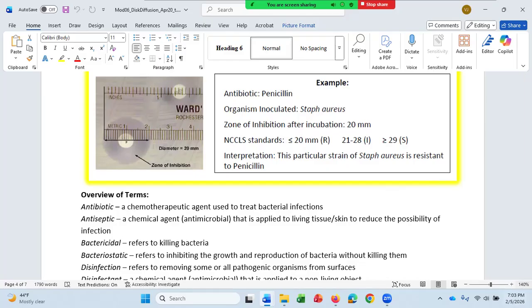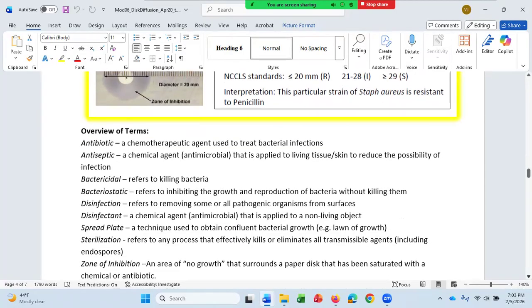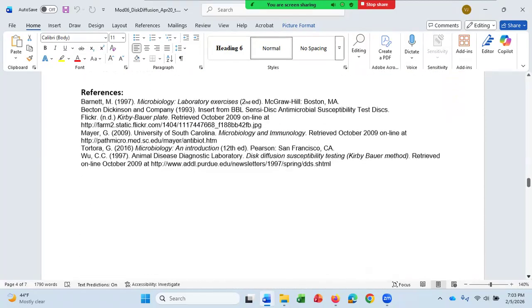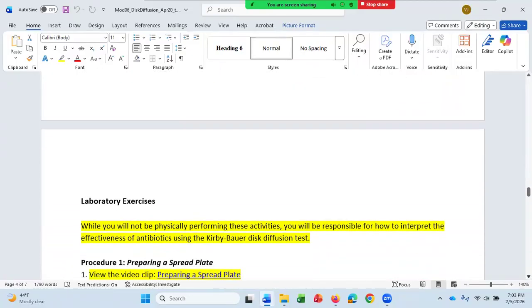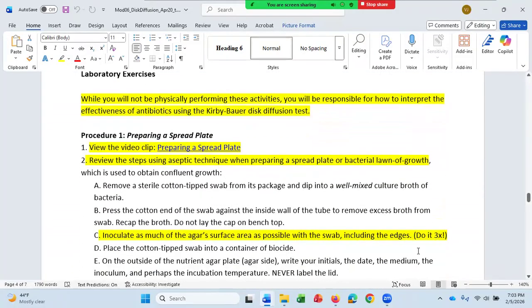All right, know the terms of this lab. Don't need to do the references. You're not going to be physically performing any of these activities because everything we do will be done online, but you will be held responsible for how to interpret the effectiveness of antibiotics using the Kirby-Bauer diffusion method.